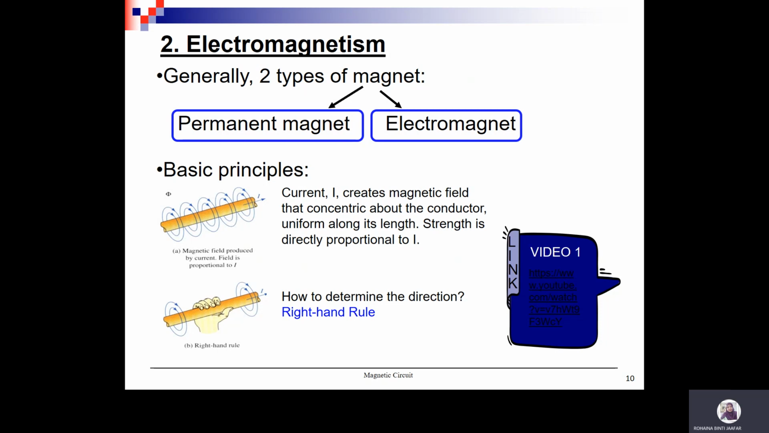Okay, and then electromagnetism. So what is electromagnetism? Generally, you have two types of magnet. You have the permanent magnet, which is your bar magnet, and then the electromagnet. An electromagnet is where you supply a current into a conductor or ferromagnetic material. When you supply the current, it will create a magnetic field that is concentrated about the conductor, and it will produce a flux. The direction of the flux is determined by using the right-hand rule. The video explains the basic principle of electromagnetism, so please watch video 1 in ULearn.